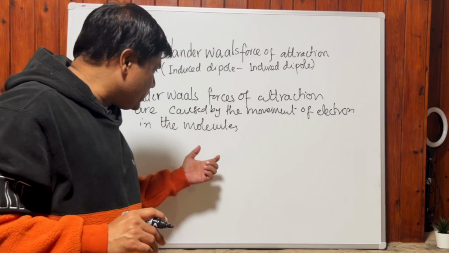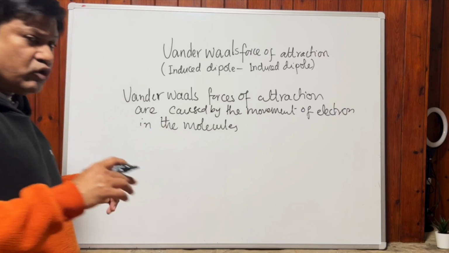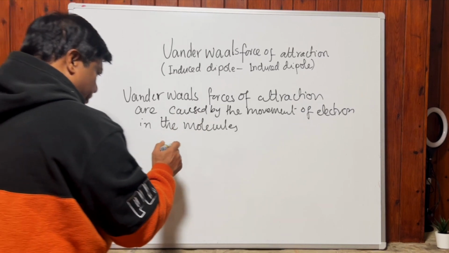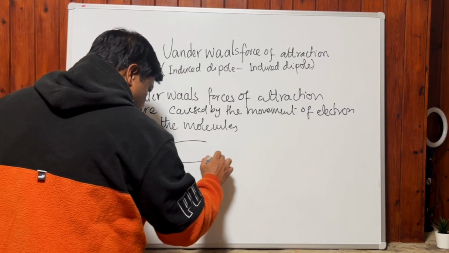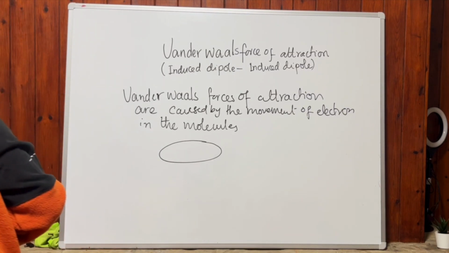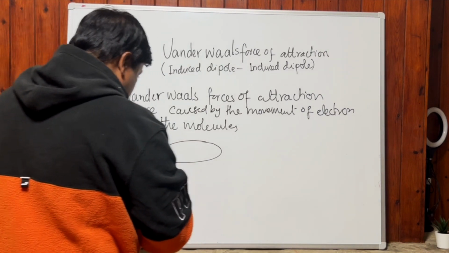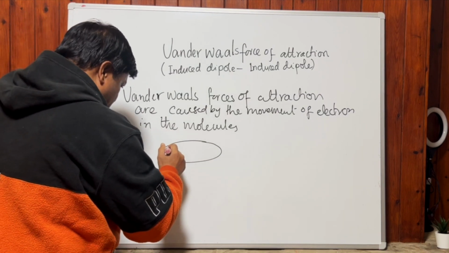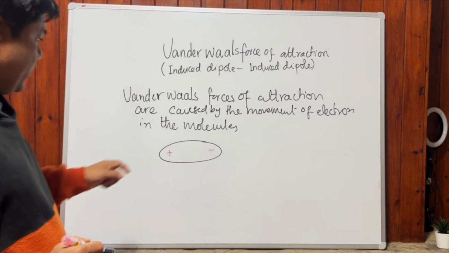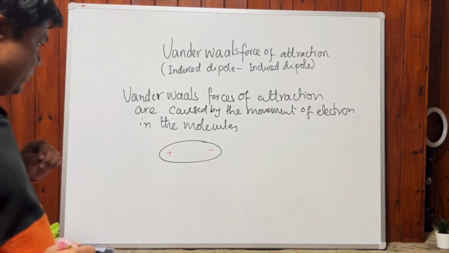That causes charge dispersion, which indirectly causes a partial dipole. Look at that. So this is the molecule. This movement of the electron causes a charge dispersion. So this end becomes a positive end, and that end becomes a negative end. That causes the partial dipole in the molecule.